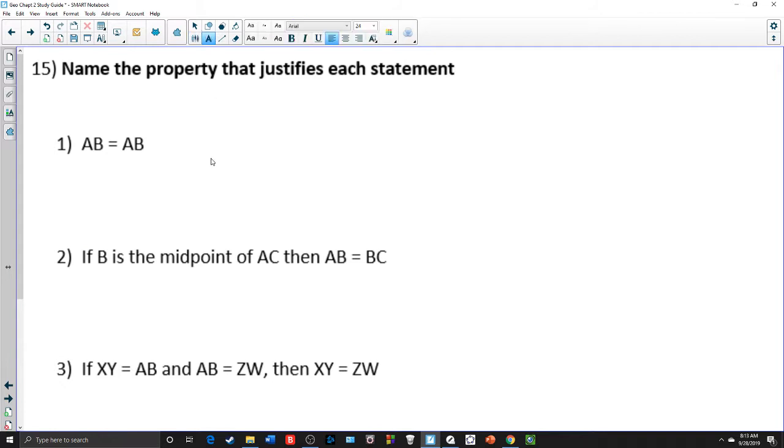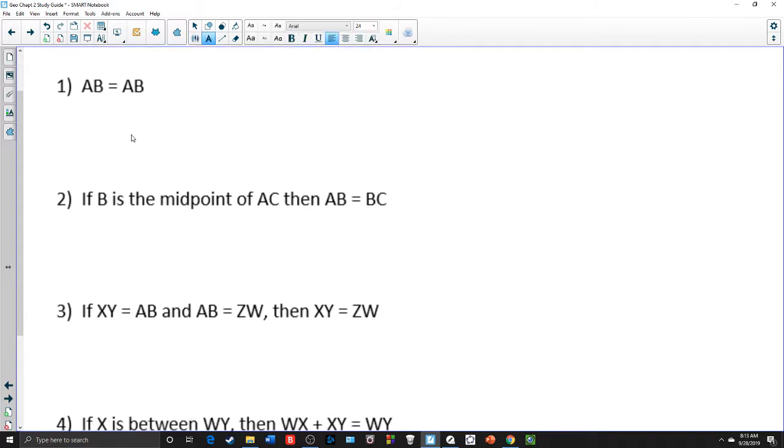So the last little bit here is just property recognition. We want to figure out what's the property that justifies each statement if it was used in a proof. So if in a proof you saw this statement, what property would you reason that would be? Well, it says AB equals AB. So the length of AB is equal to the length of AB. Well, if something's equal to itself, that's what we call reflexive.